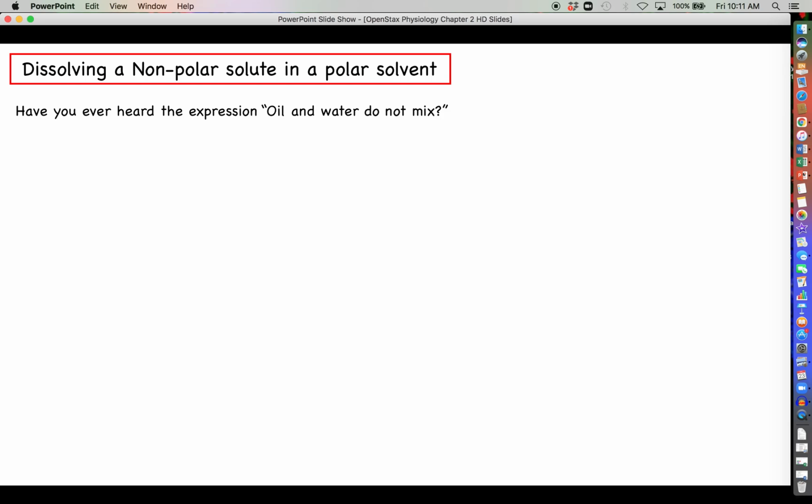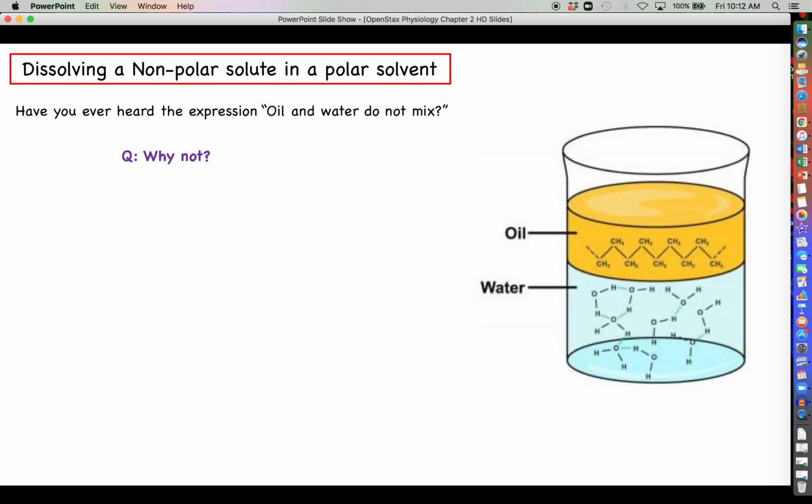Well, whether you've heard this expression or not, you've likely seen this phenomenon in effect if you've ever tried to make homemade salad dressing. What happens when you make homemade salad dressing and then you leave it out for a little bit? Well, the watery component and the oil component separate from each other, right? So if you want to get all those flavors mixed together again, you got to shake up the bottle before you pour it onto your salad. Well, the question here, though, is why not? Why do oil and water not mix together?